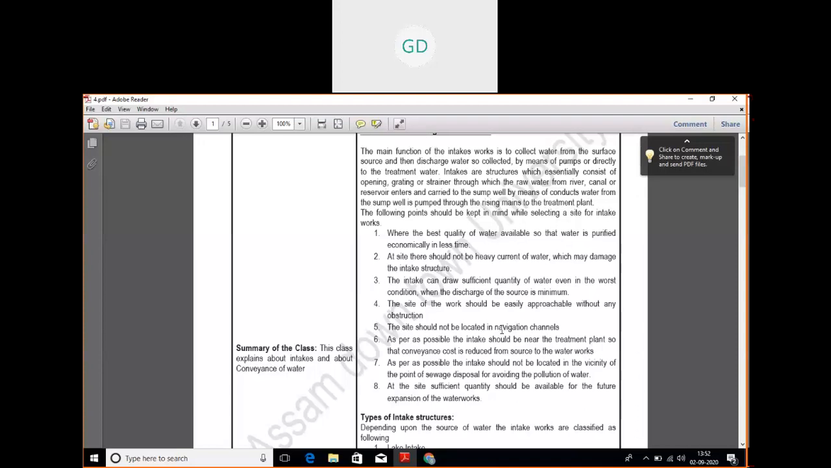Next, the intake must never be located at the downstream or in the vicinity of the point of disposal of wastewater. This point is also similar. It is also said that it should not be located at the downstream part of a river or a source, because at the downstream part, generally what happens, people generally dispose of these waste things.